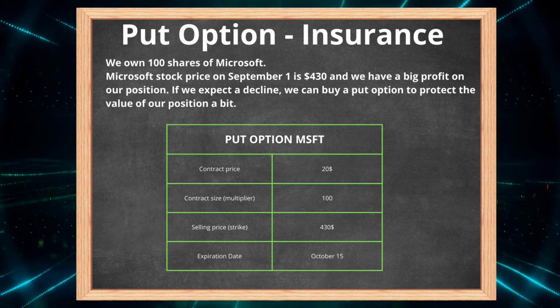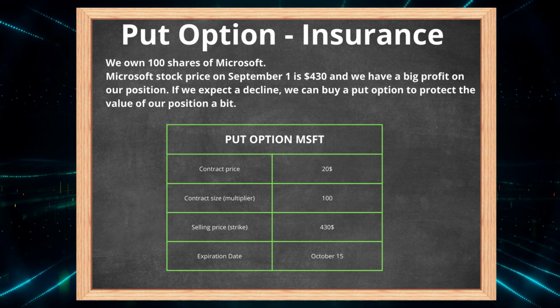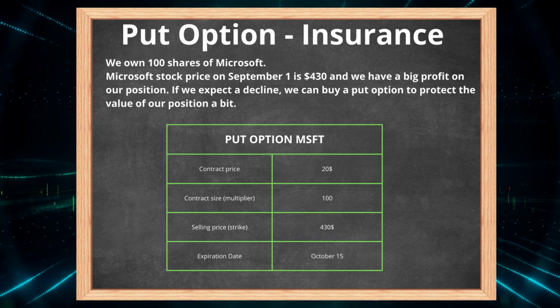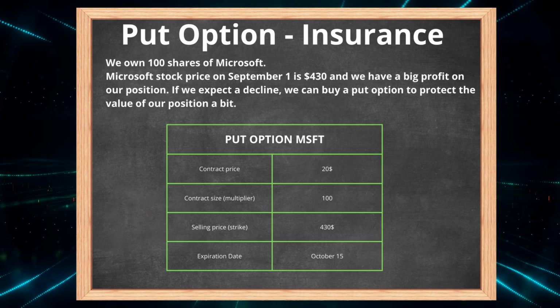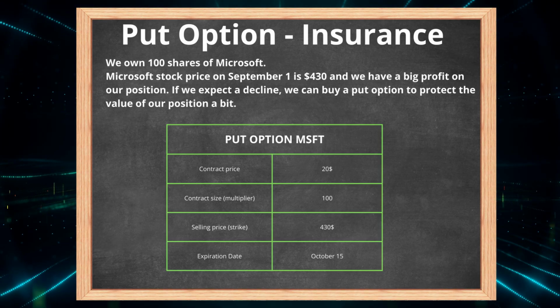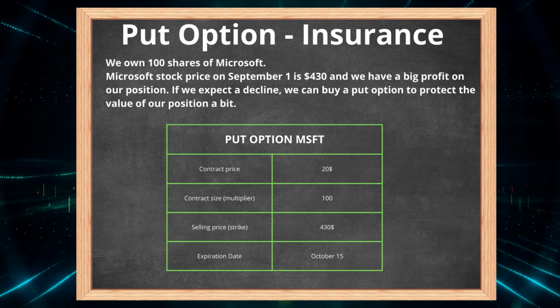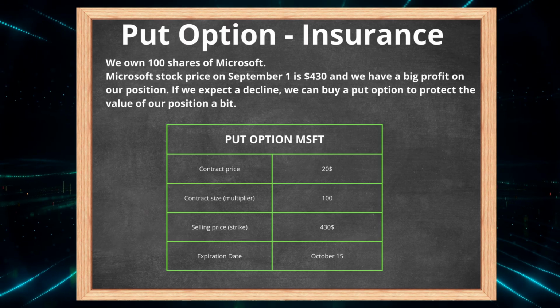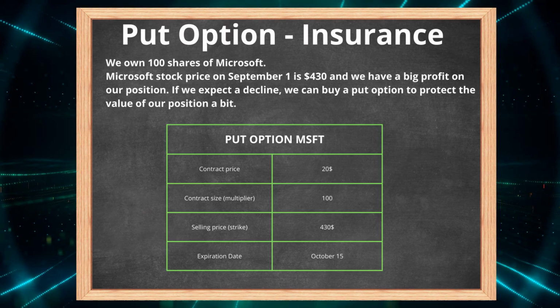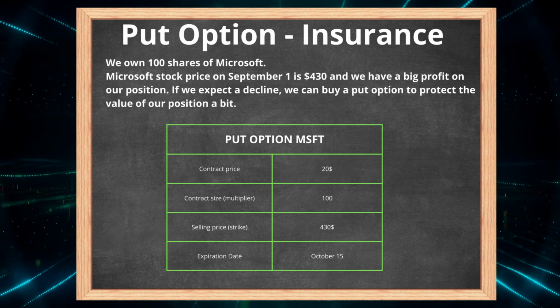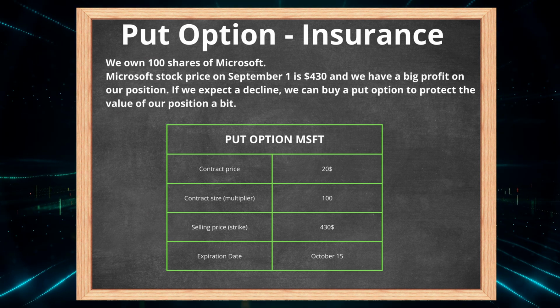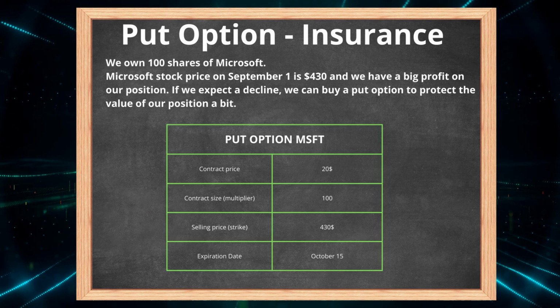Let's finish with an example of how a put option can be used as insurance. Imagine you currently own 100 shares of Microsoft. On September 1st, the stock is trading at $430 and let's say you are sitting on a solid unrealized gain. If you are concerned that the stock might decline, perhaps due to potentially weak upcoming earnings, you might want to protect the value of your position. To do this, you could buy a put option at the money, meaning the strike price is close to the current market price, as a form of hedge.